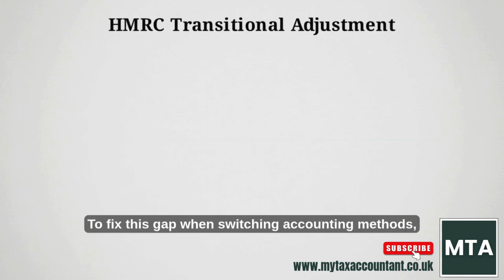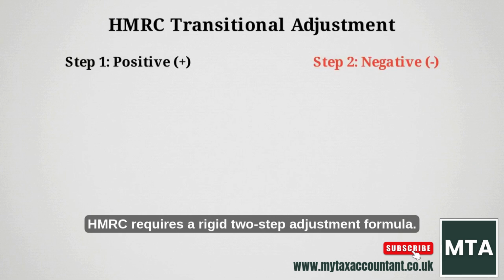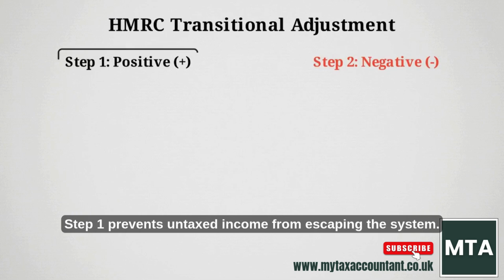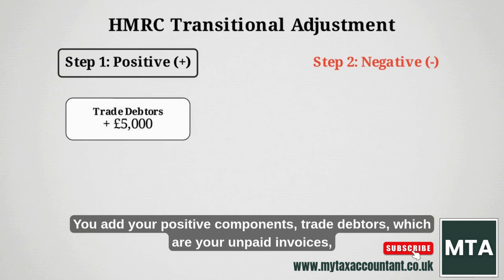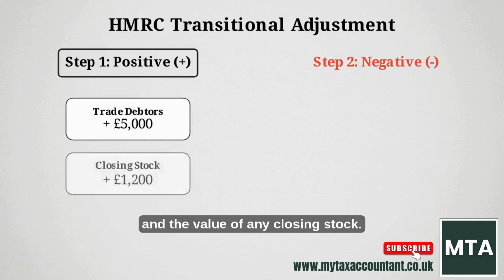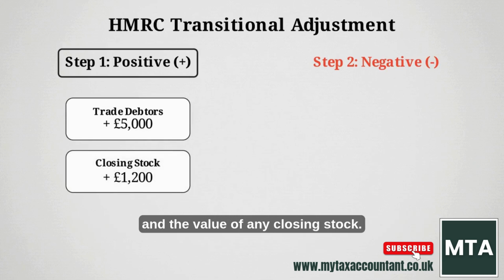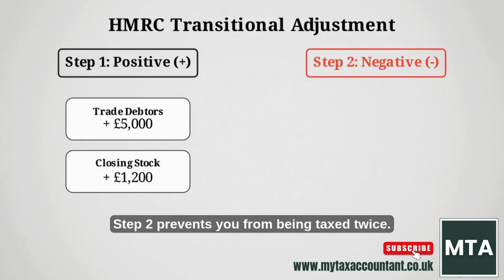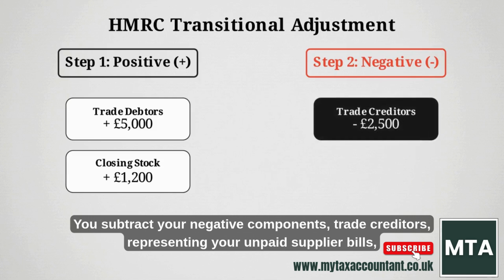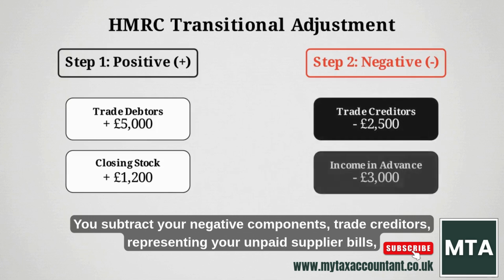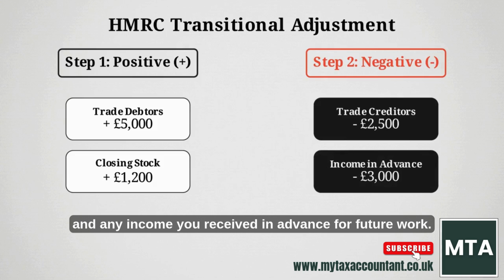To fix this gap when switching accounting methods, HMRC requires a rigid two-step adjustment formula. Step 1 prevents untaxed income from escaping the system. You add your positive components, trade debtors, which are your unpaid invoices, and the value of any closing stock. Step 2 prevents you from being taxed twice. You subtract your negative components, trade creditors, representing your unpaid supplier bills, and any income you received in advance for future work.